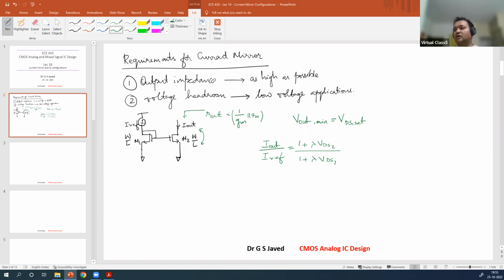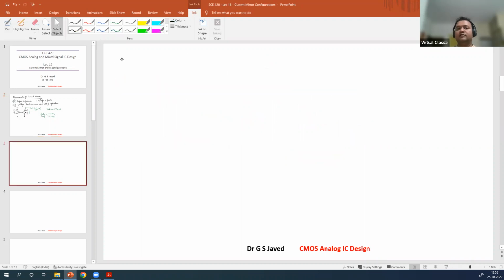Okay. Now we will look at configurations which help in improving output impedance and the voltage headroom. And the first of them is a configuration wherein you do two things. One is replace the current reference such that the voltage headroom changes.